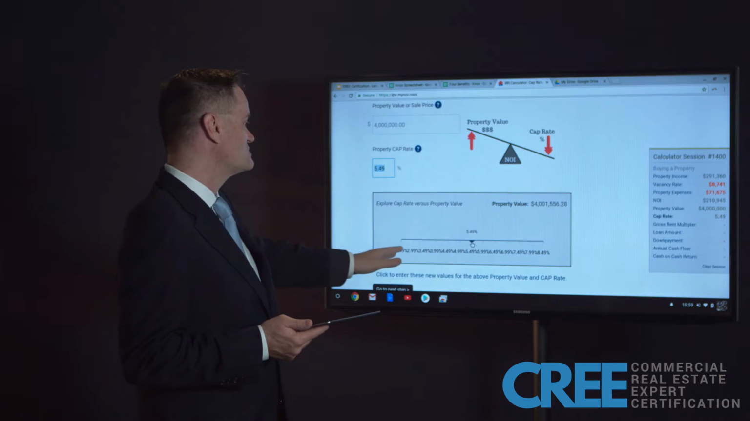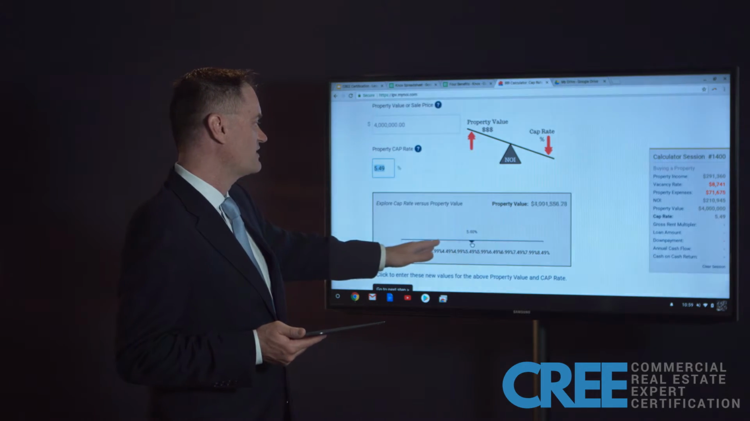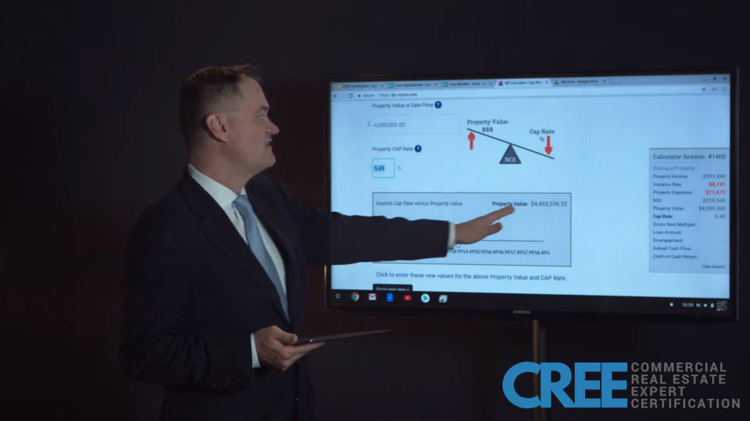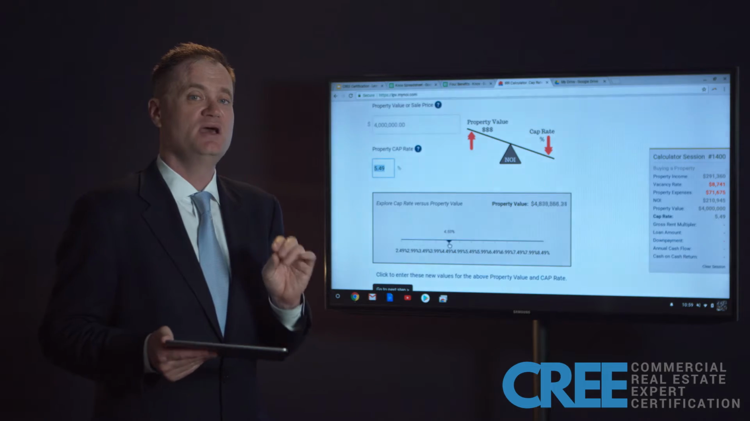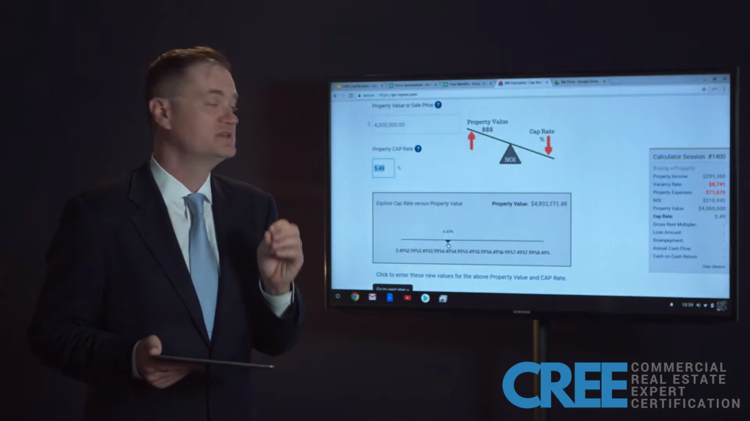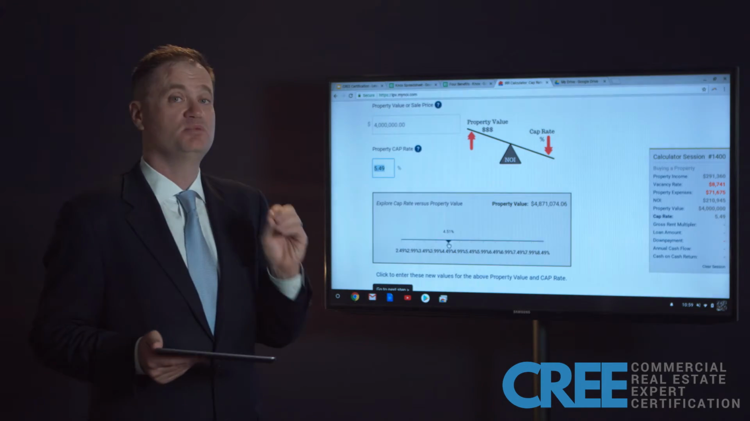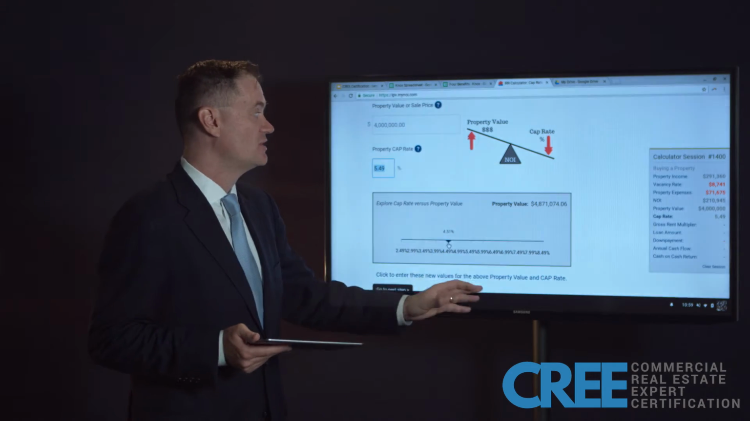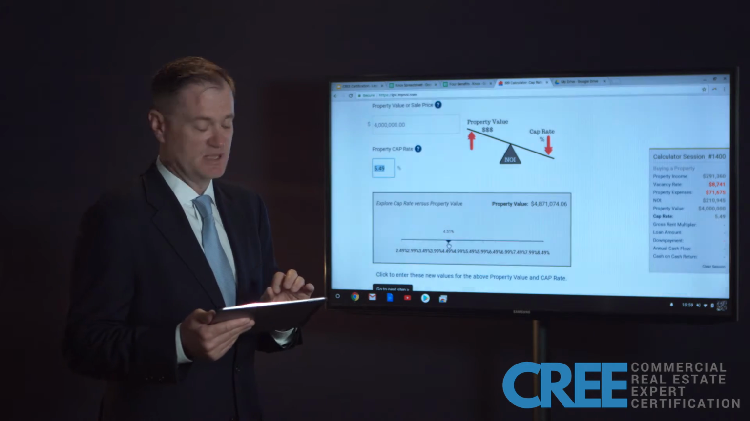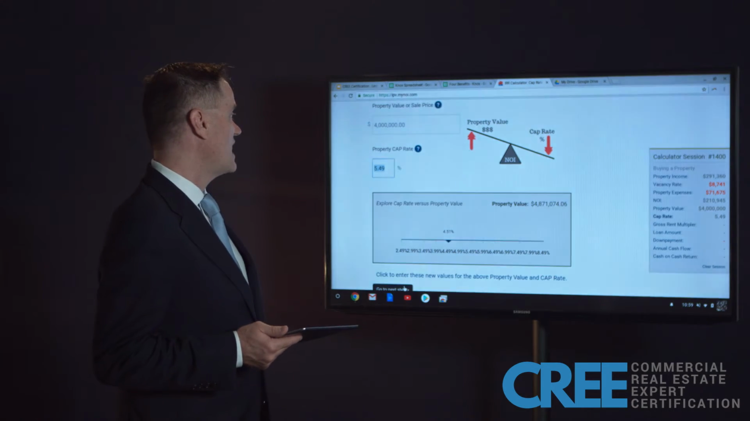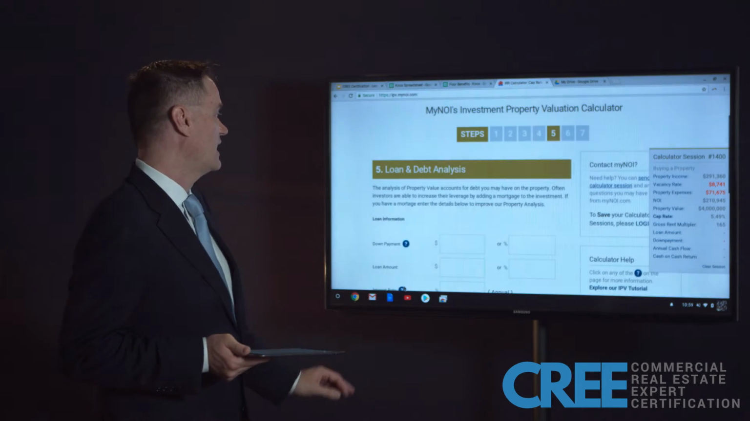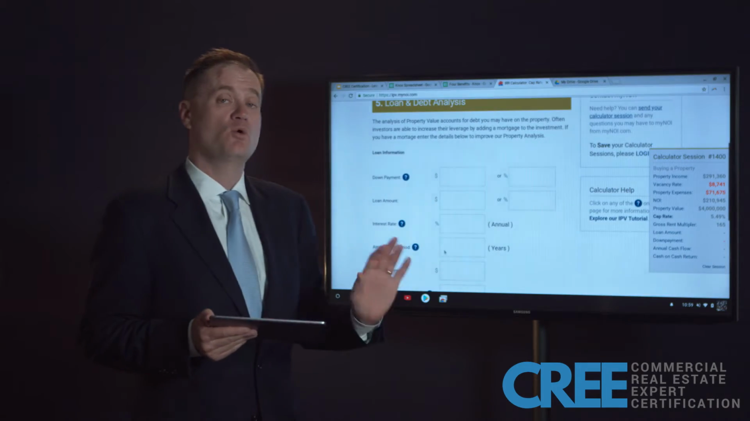If we slide this bar down to 4.5 cap, you'll see that the value is changing on the fly. So this is showing you in real time the impact of NOI to value. And so I want you to play with this tool. I want you to understand this and be able to deal with it. But we will go ahead and put $4 million in. We will go to the next step, and we will then put in our mortgage information.